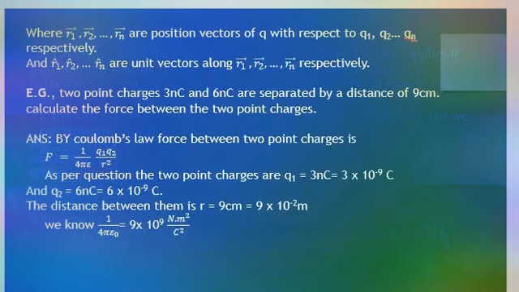Now R1, R2, Rn are the position vectors of Q with respect to Q1, Q2, Qn, and R1 cap, R2 cap, and Rn cap are the unit vectors along the R1 vector, R2 vector, Rn vector respectively. Before proceeding further, let's consider an example. Here we should calculate the force between 2-point charges, 3 nanocoulomb and 6 nanocoulomb.